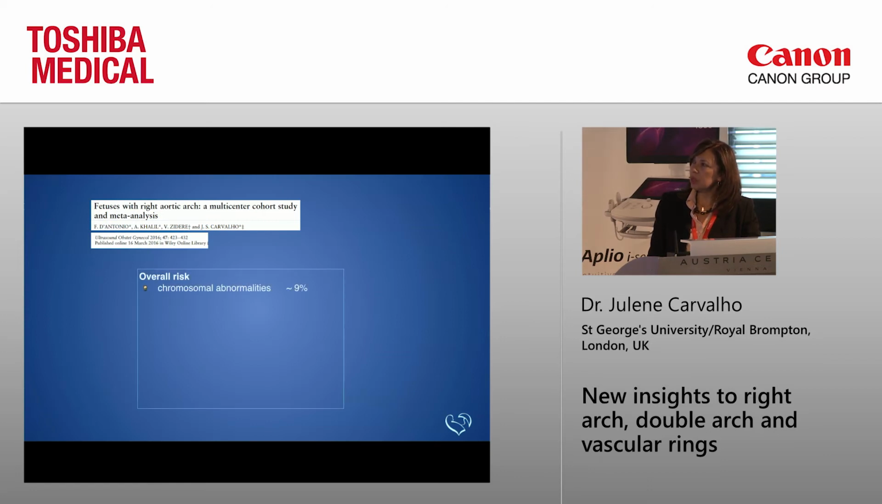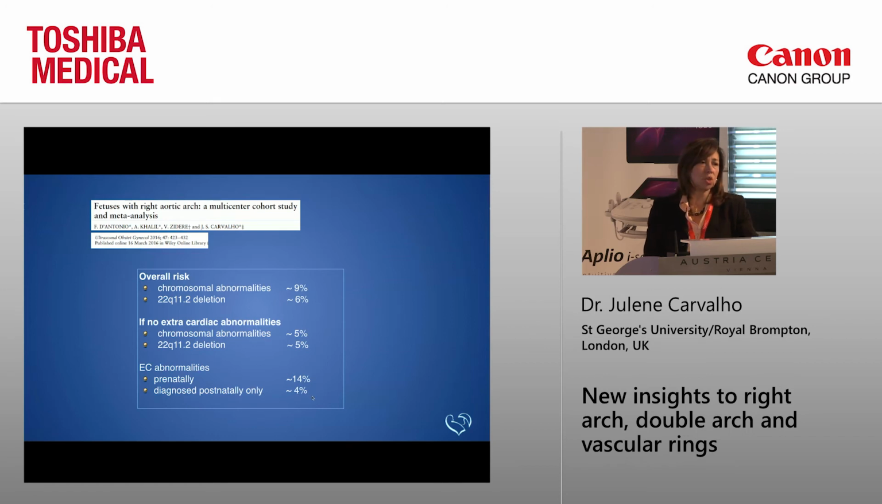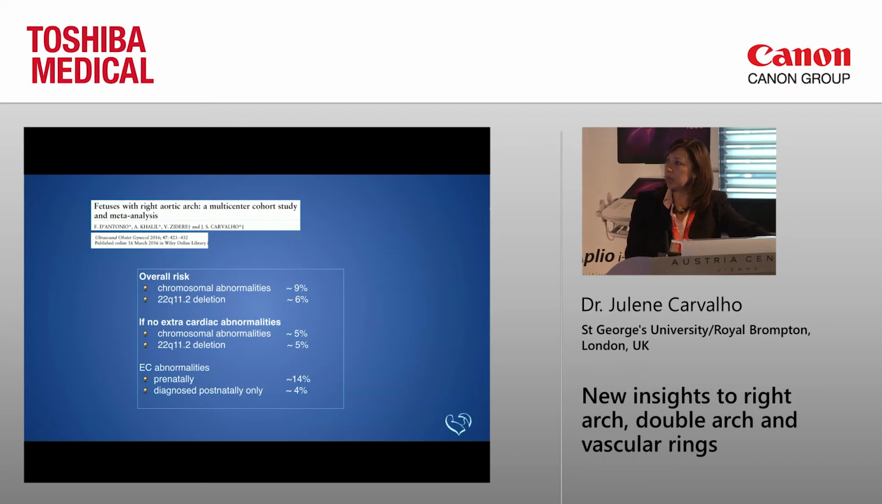Overall risk of right aortic arch for chromosomal abnormality is about 9% from that meta-analysis. For 22q deletion, 6%. If there are no extracardiac abnormalities, that risk reduces to approximately 5% for chromosomal abnormalities and about 5% for 22q11. Also important is the prevalence of extracardiac abnormalities, which is probably more prevalent than chromosomal abnormalities. A large number is seen prenatally, and then postnatally there's still a chance of about 5% you're going to find something postnatally that was not identified prenatally.